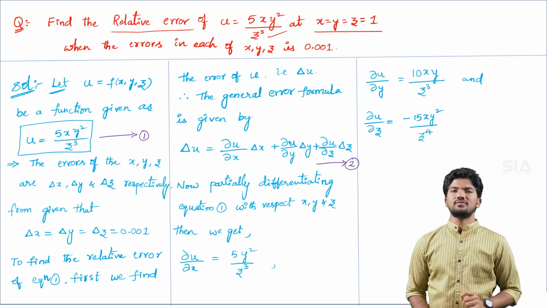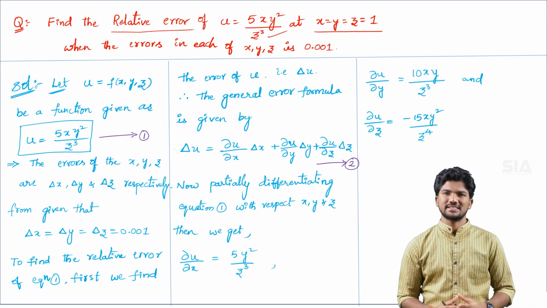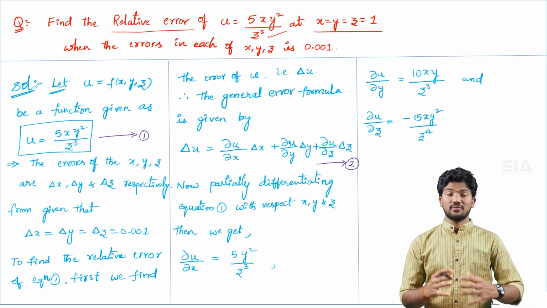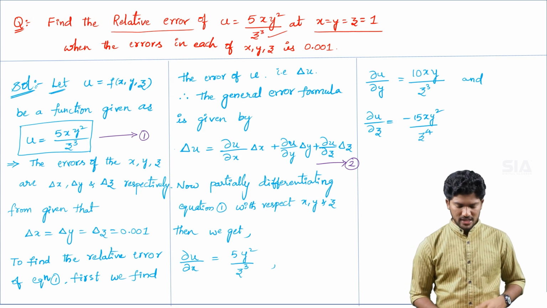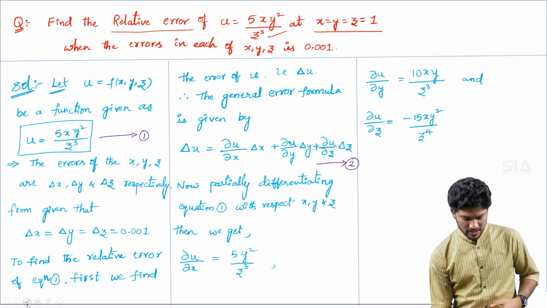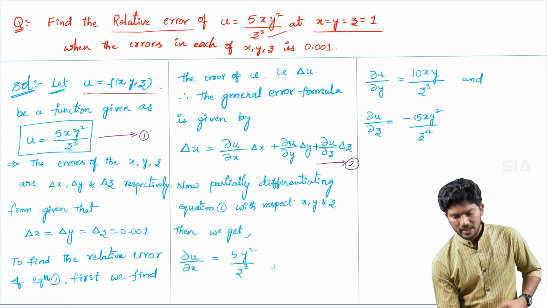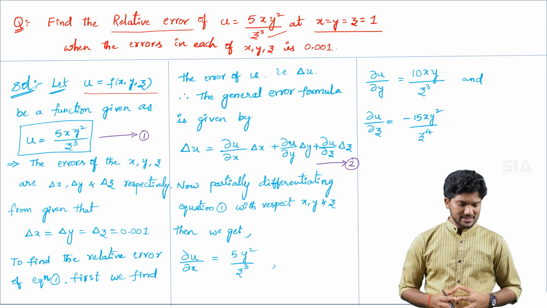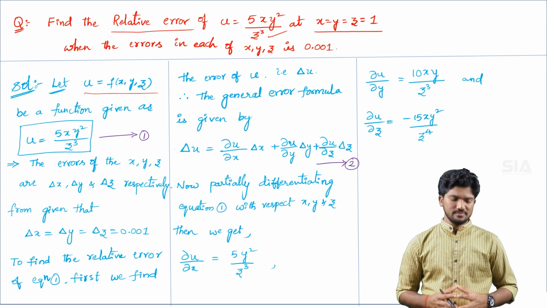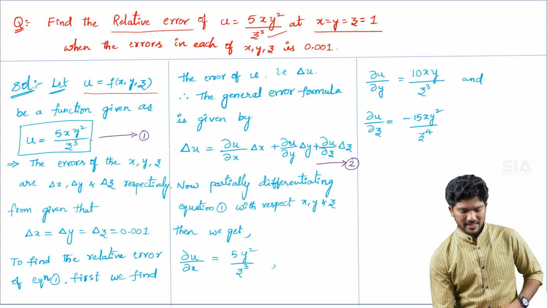Here, we have one function u. u is equal to 5x into y square by z cube. That function is defined in three variables x, y and z. Okay, so now see the solution of this question. First of all, I am taking u is equal to f of x comma y comma z to be a function given as u is equal to 5xy square by z cube.